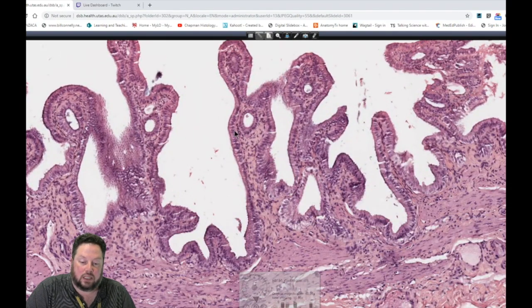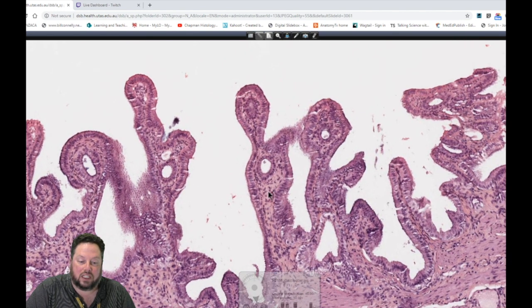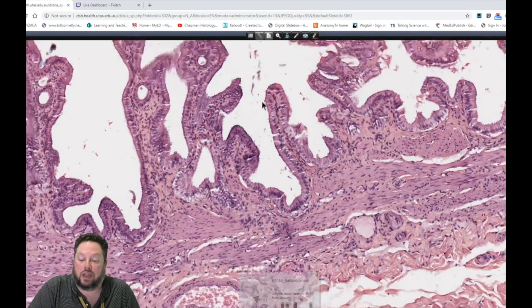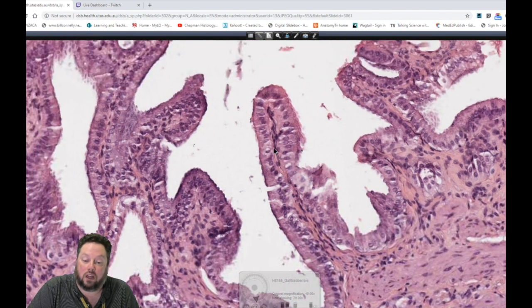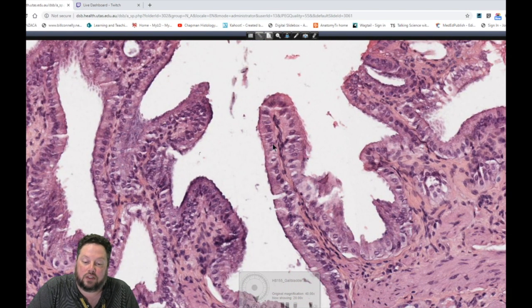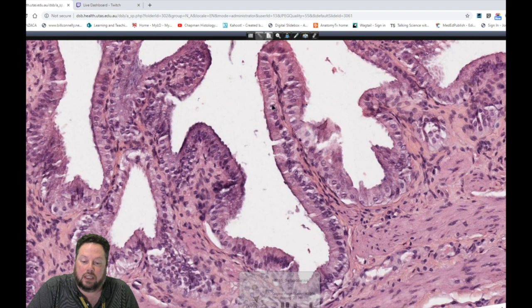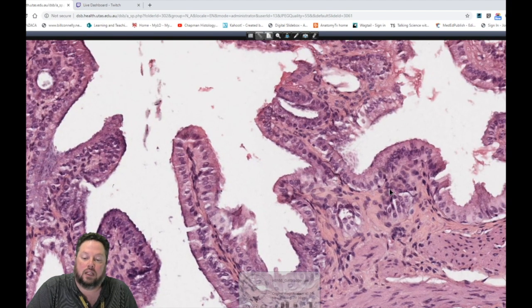So we've got this simple columnar epithelial lining with a core of loose connective tissue, and I suppose it may be possible to accidentally identify something like this as a villus. To me, this looks a little bit like a villus. The difference being there's no goblet cells, there's no brush border like we see. You'd see a lot more capillaries and a lot larger layer of loose connective tissue or lamina propria beneath.